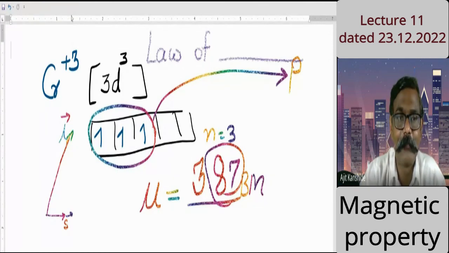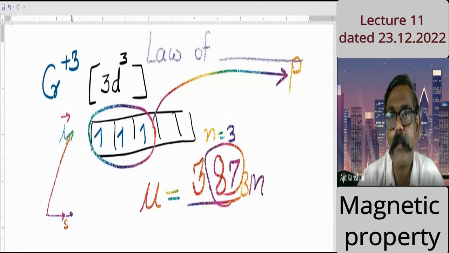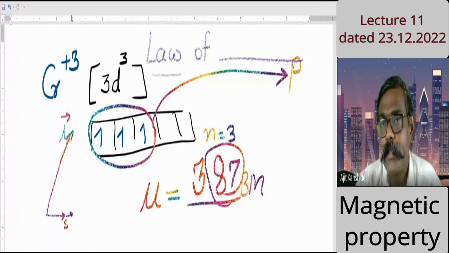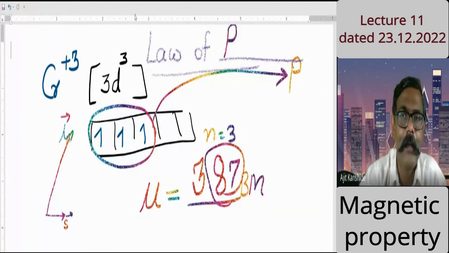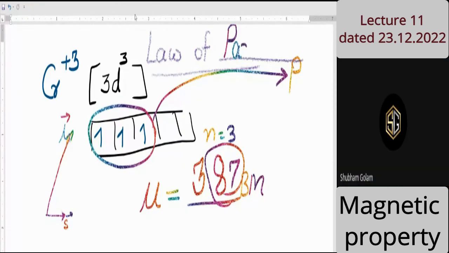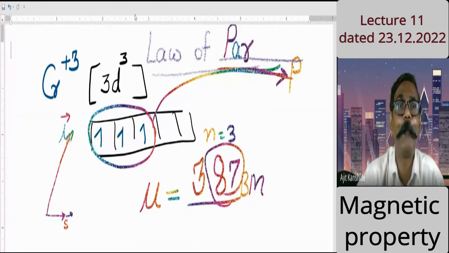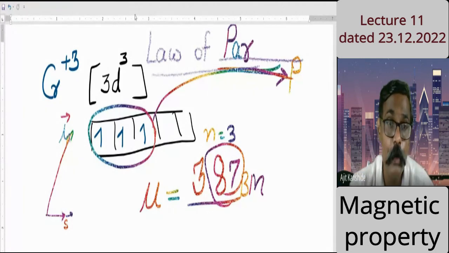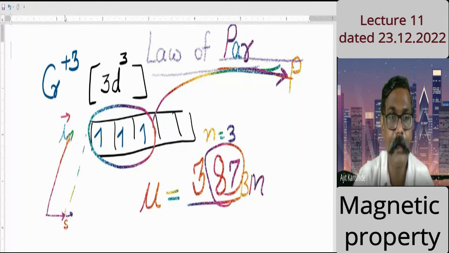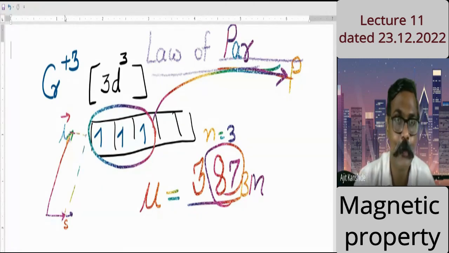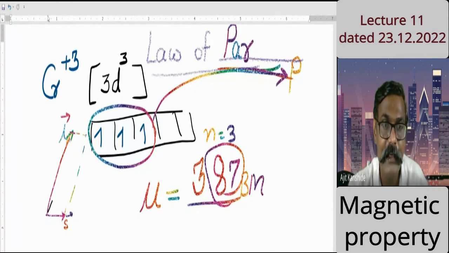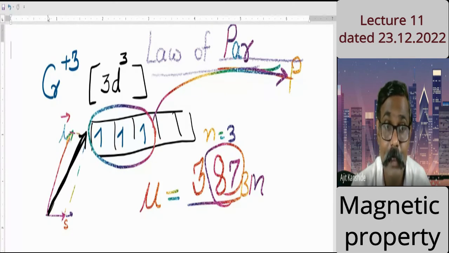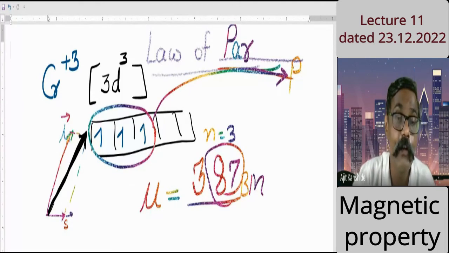To find the resultant vector, there is one law. Hint I give you: anybody can guess? Parallelogram. Right. Brilliant. So you have to complete the parallelogram. I draw a line parallel to L bar, and similarly parallel to S bar. Whatever the result, that diagonal is our resultant vector, with its direction and its magnitude. It is not exactly along L bar and not exactly along S bar.